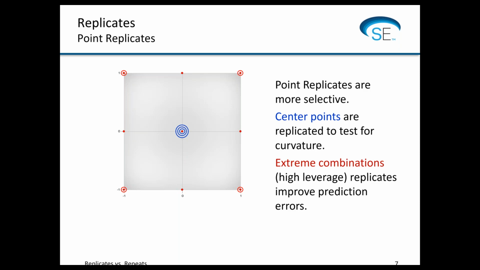An example of point replication might be a 2-level factorial, or excuse me, the 3-level design, so the 2 to the 3rd design, where now we've decided to replicate the center point to get a better estimate of curvature, to be able to detect curvature. And we've replicated the vertices, since those are the most extreme combinations. They have the highest leverage. They also have the highest prediction error. So by replicating those, we reduce the prediction error at these extremes.